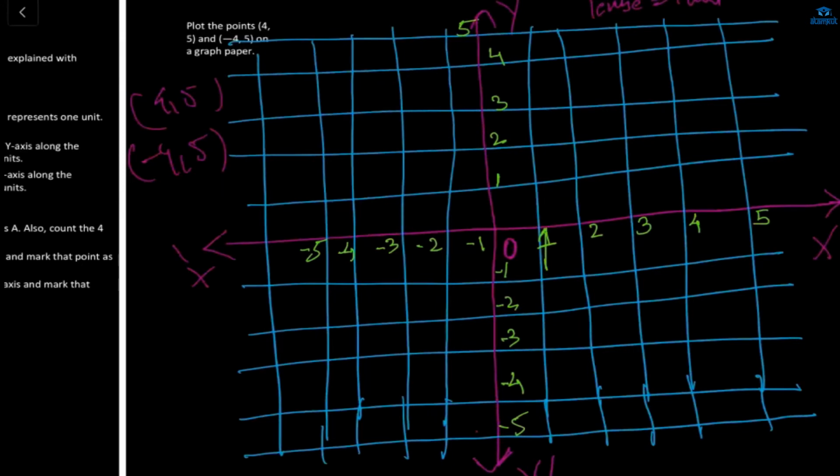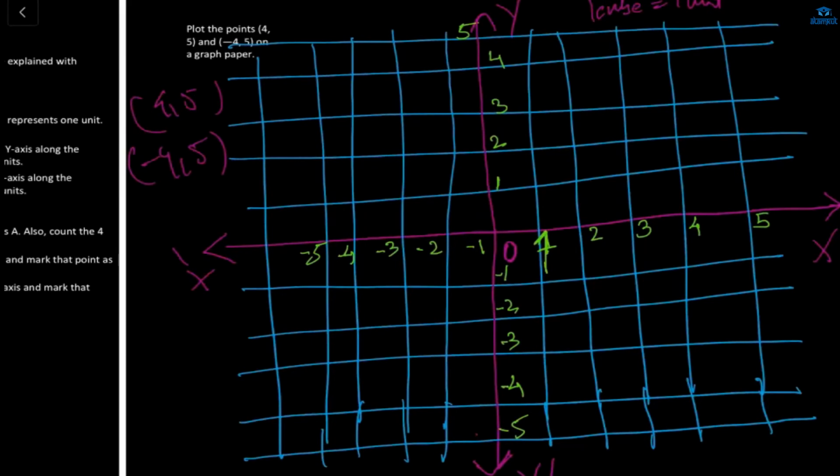I assumed that one cube is equal to one unit. That's why after one cube I'm marking 1, then 2. If I had assumed 5, I would have written 5, 10, 15, 20 like this. Now, I have to mark a point at 4, 5. I'll use a different color. Let me choose red. Now, for 4, 5, see, x is 4, so here x is 4, and y is 5.